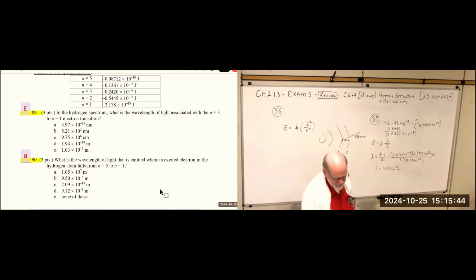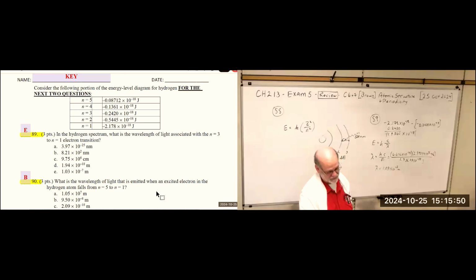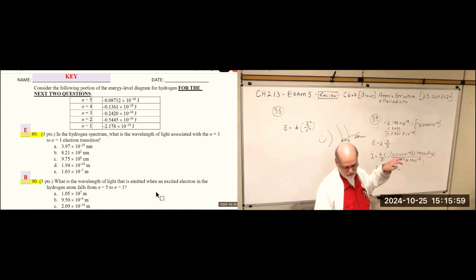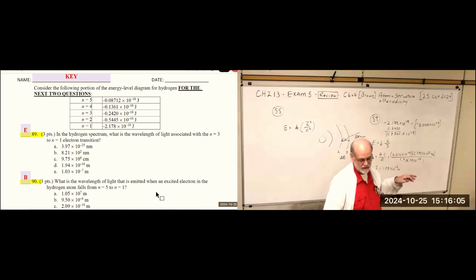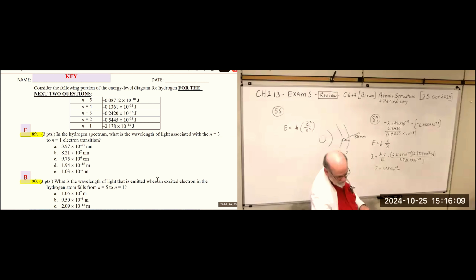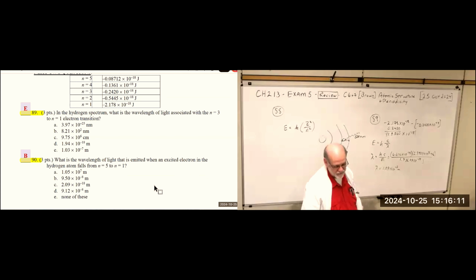What's the wavelength of light that's emitted when an excited electron of hydrogen falls from N5 to N1? You do the same thing. You say the final minus initial. So 1 is minus 2.178 and minus a minus 5.08712 times 10 to the minus 8. And just plug it into that formula again, and you should get 9.5 times 10 to the minus 8 meters.